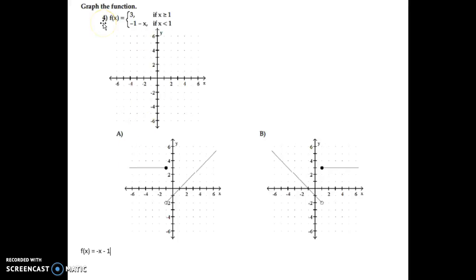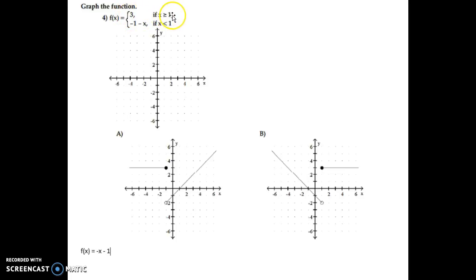For number 4, we're going to be graphing a piecewise function. It's called a piecewise function because the graph is broken up into different pieces, and for different values of x, you'll be graphing a completely different function. So just start with the top piece here.